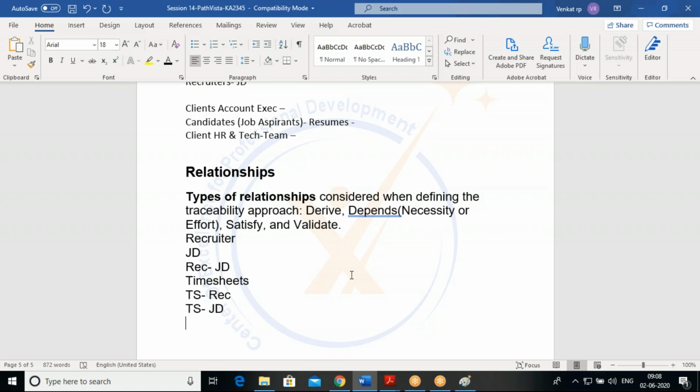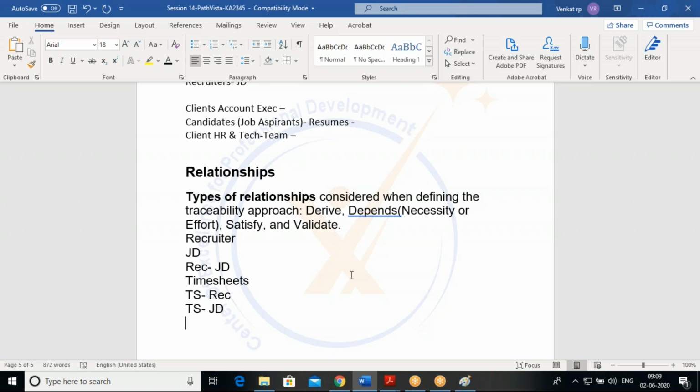Now in the regular course we have learned about the object-oriented approach. We have seen one to many, many to one, all these relationships. Now what is the relationship between a timesheet and a recruiter? One recruiter will fill in only one timesheet, so it is one-to-one, and it is a unary association. A recruiter can fill in a timesheet, but a timesheet cannot fill in a recruiter.